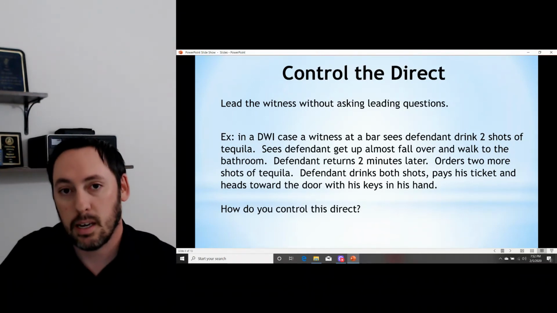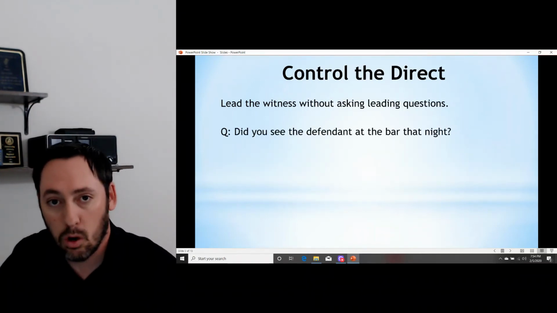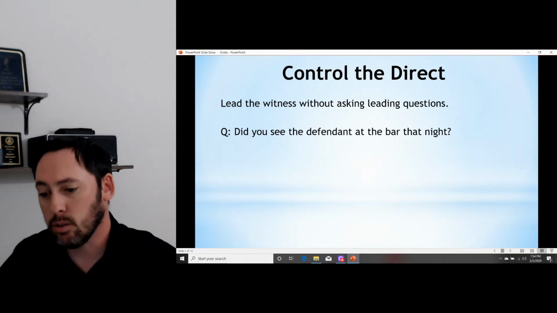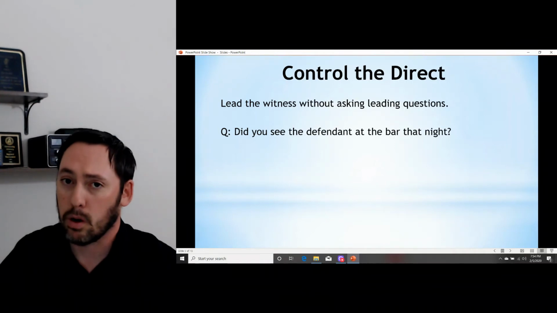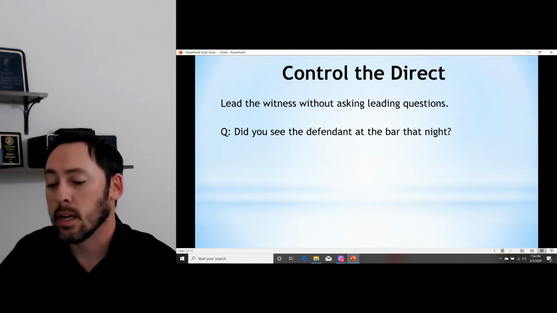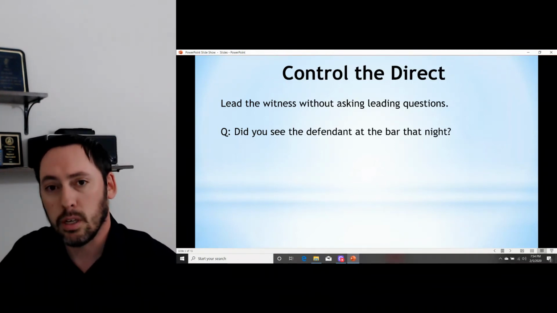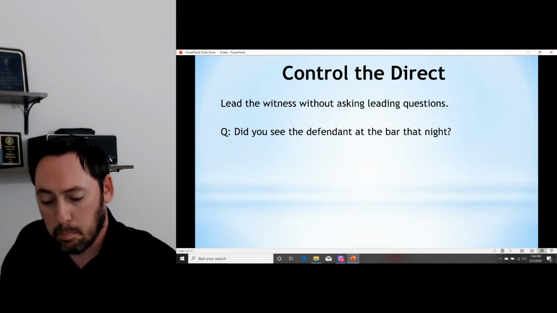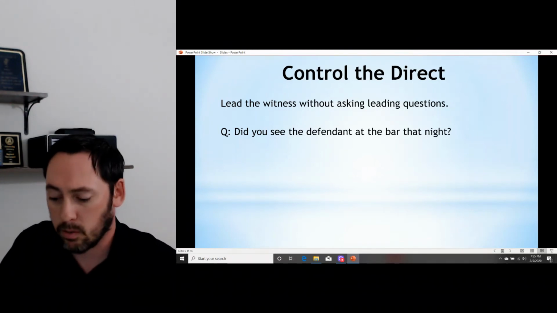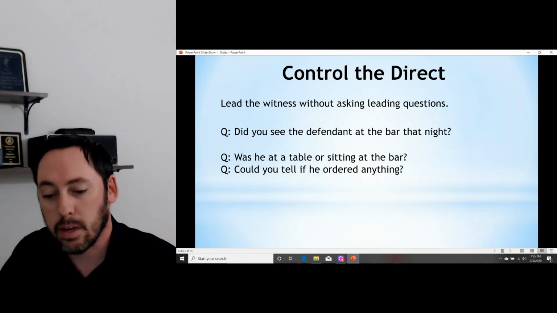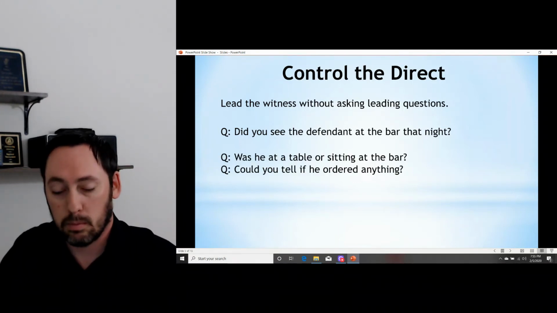Use this technique here. Ask pointed questions of the witness. Did you see the defendant at the bar that night? Notice I didn't say, where were you on the night of January 7th? Instead, I got specific. Did you see the defendant at the bar that night? I want to bring him into the topic that I want to cover, that I have scripted in my direct right now. Once I have him there, I become even more pointed with my questions.